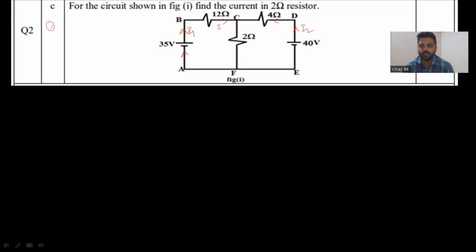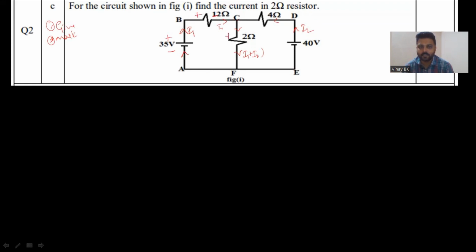And both the currents are meeting at C, so that at the 2 ohm resistor, I1 plus I2 is flowing. Give the direction of current. Second point, mark the polarities based on the direction of current. So here you can see minus plus. Here it is plus minus.